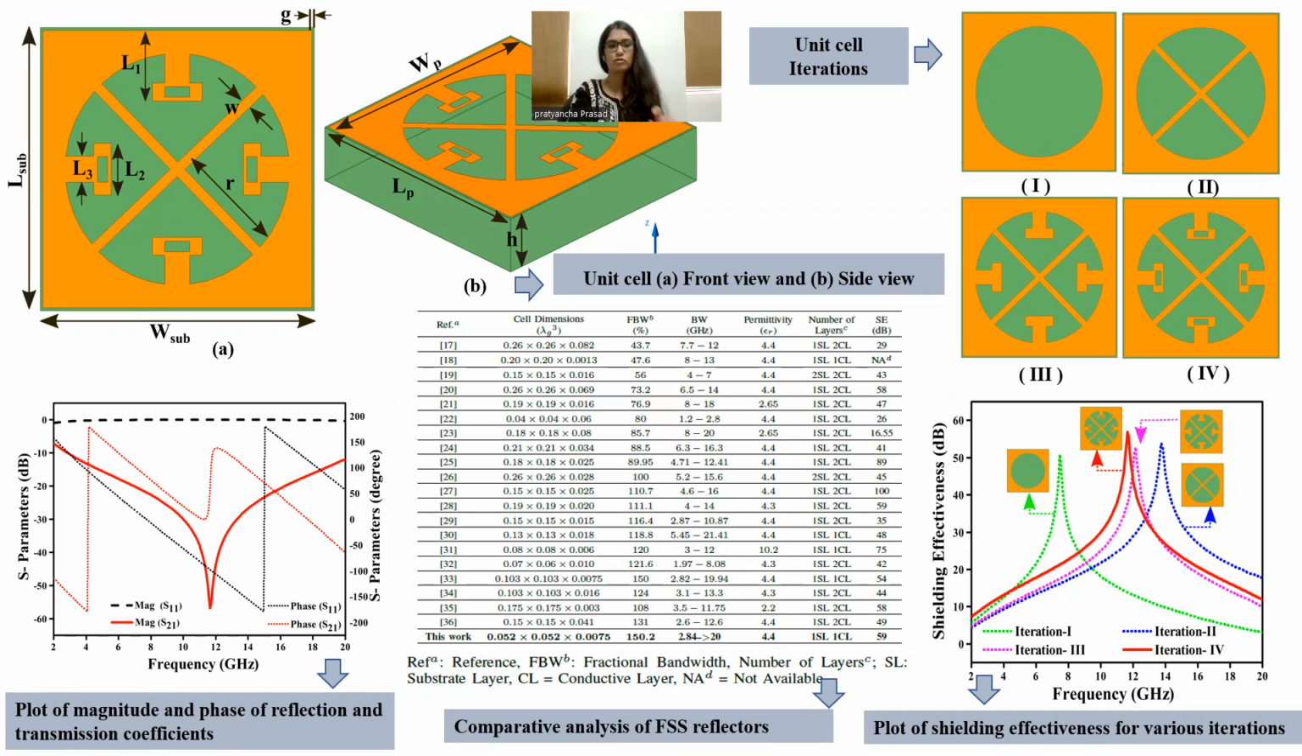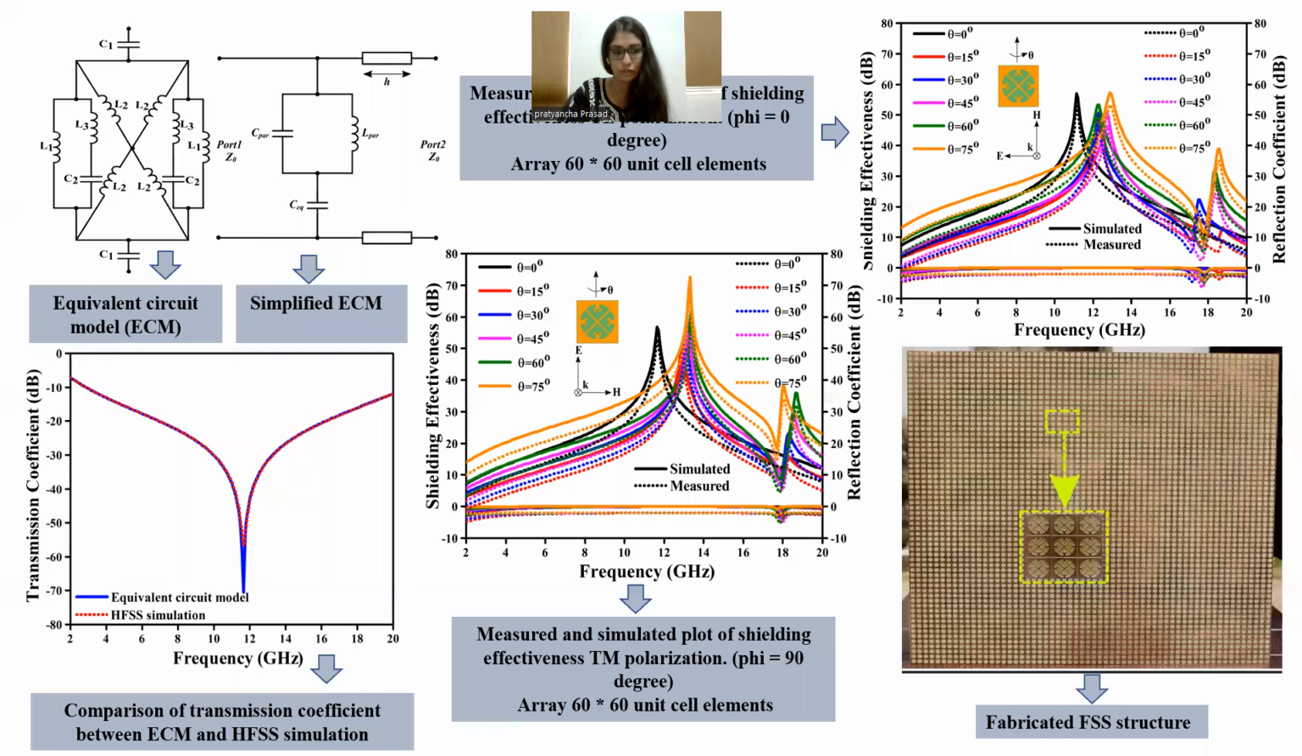The substrate thickness also plays an important role in achieving the wide bandwidth. Our substrate thickness is 0.8 mm, which is very thin, and it covers the range of 2.84 to 20 gigahertz. We achieved this design using 4 iterations. We have also modeled this design using an equivalent circuit. This is the equivalent circuit of that particular design. We have also measured and simulated plots of shielding effectiveness for TE polarization and TM polarization. This is the final FSS structure.